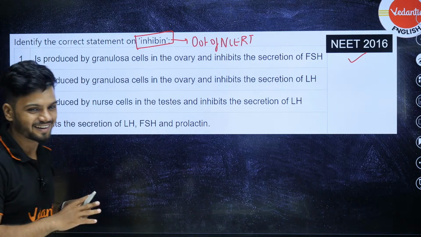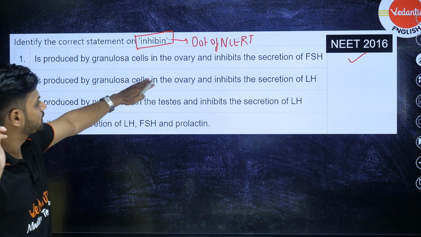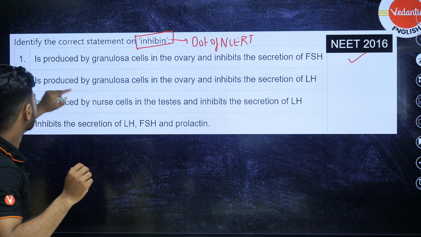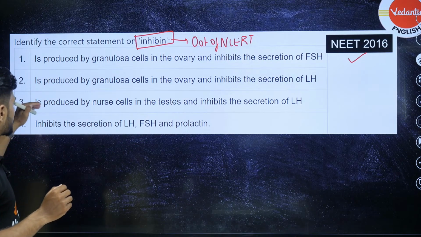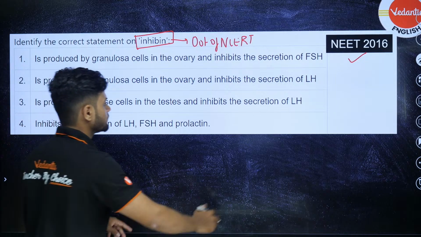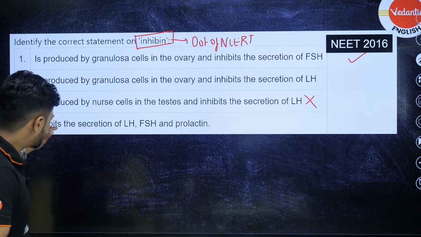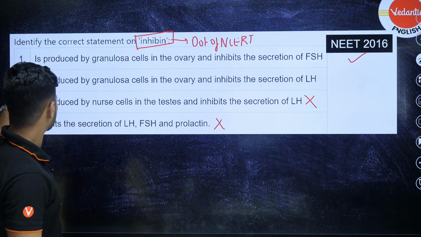See here. Is it produced by granulosa cells in the ovary and inhibits secretion of FSH? Produced by granulosa cells in the ovary and inhibits secretion of LH? Produced by nurse cells in the testes and inhibits secretion of LH? This one, big no. Inhibits secretion of LH, FSH and prolactin? No. Is it option number A or B now? Tell me.